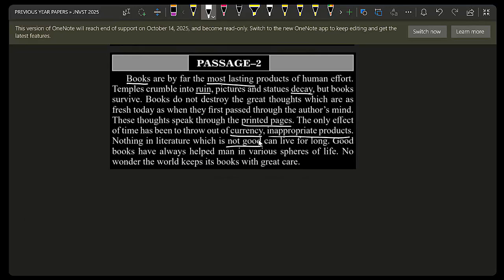Good books have always helped man in various spheres of life. So whatever books are written, if they are really good, they are giving some message, some stories, etc. So it is helping man in various spheres of life.